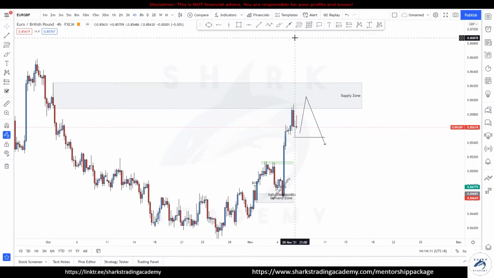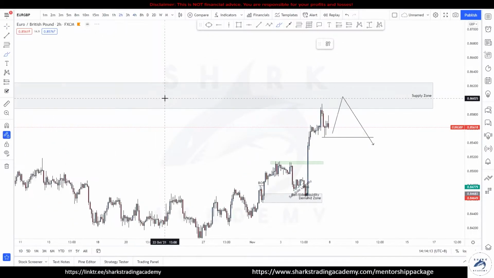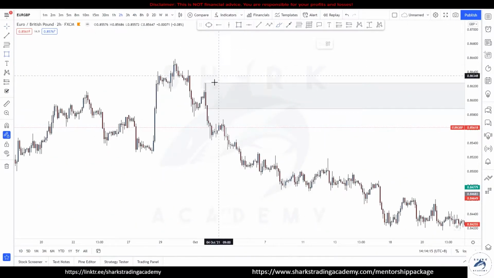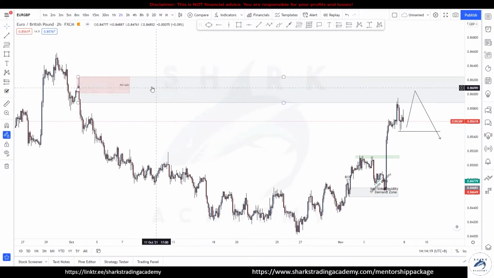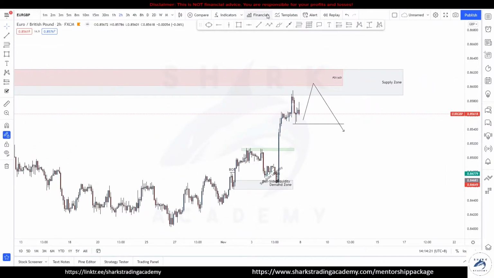And of course, I'm waiting for a higher move, perhaps into deeper supply areas like this. Okay, so you understand that we have deeper mitigation areas, and I assume that price is going to make a higher run into this level.